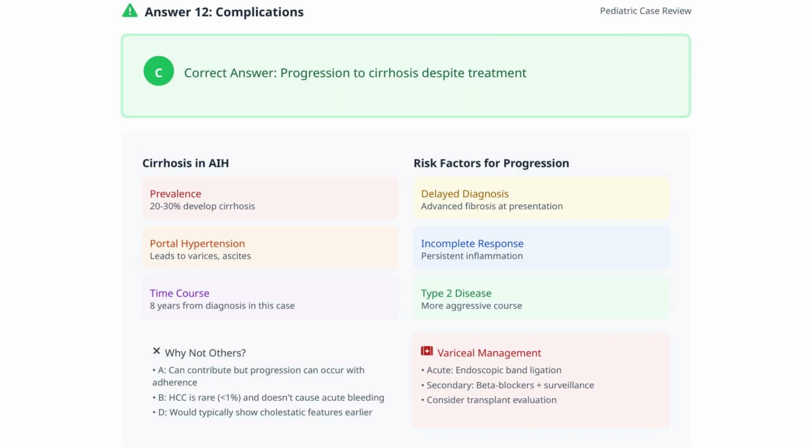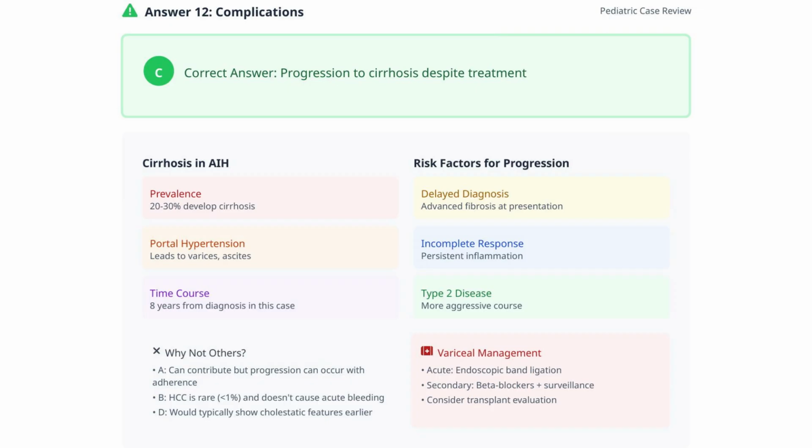The correct answer is C. Progression to cirrhosis despite treatment. Despite adequate treatment, about 20% of children with autoimmune hepatitis progress to cirrhosis. Esophageal varices result from portal hypertension secondary to cirrhosis. Risk factors for progression include delay in diagnosis, incomplete response to treatment, and frequent relapses.